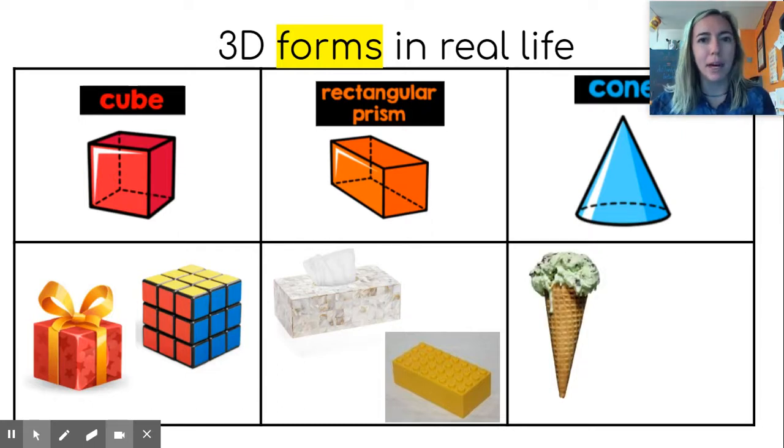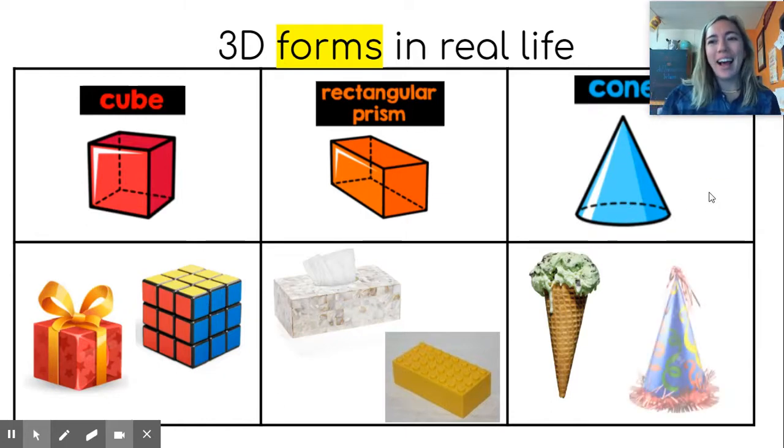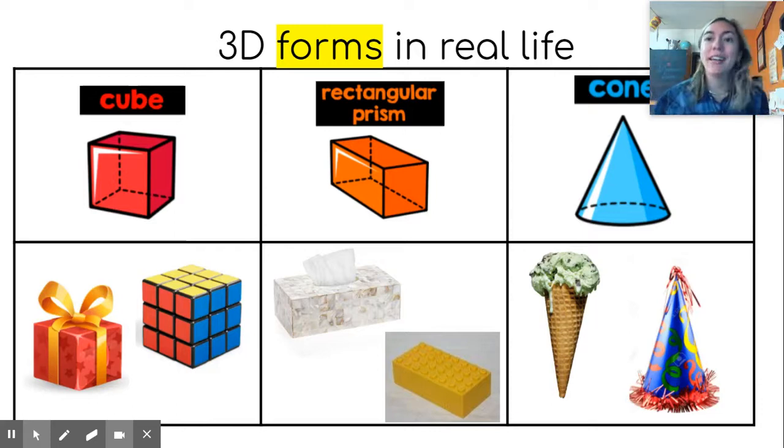Probably don't want the ice cream part. Maybe you could have the ice cream as a reward. Or if you have something like a party hat. These are just some ideas. You might be able to find some at home that are these shapes that you could use to look at while you are drawing.